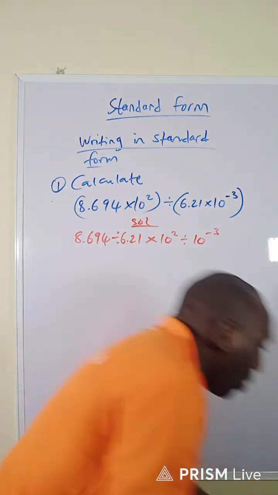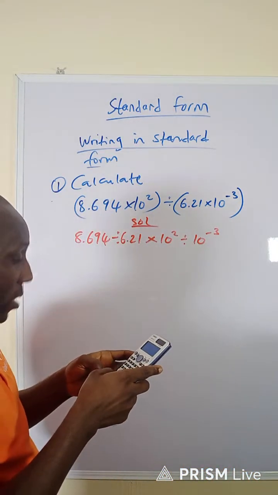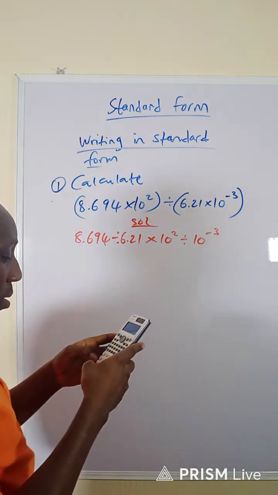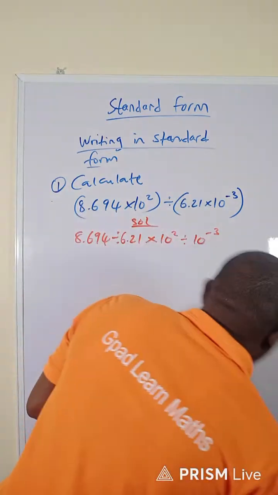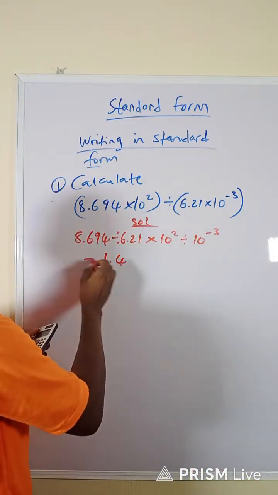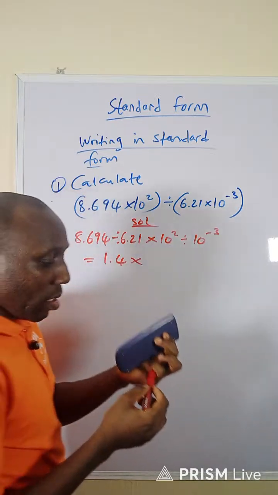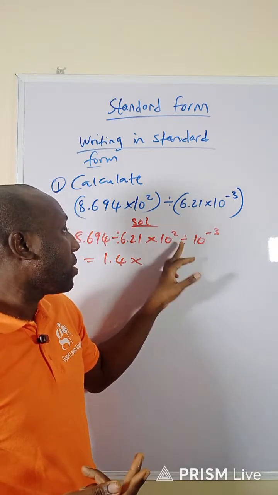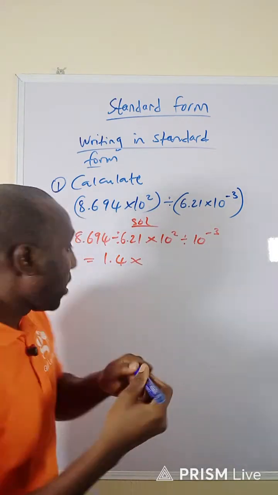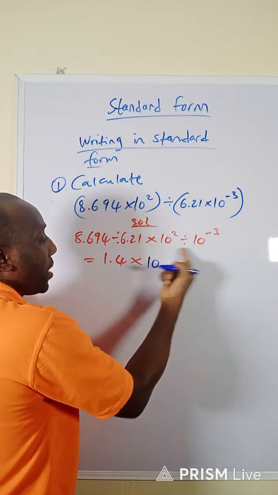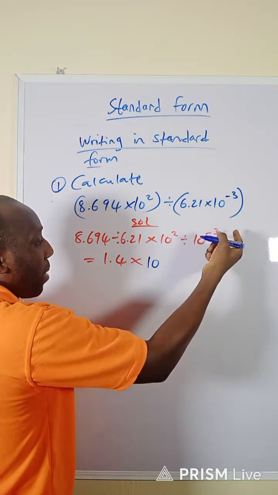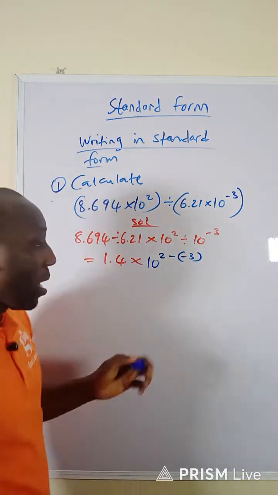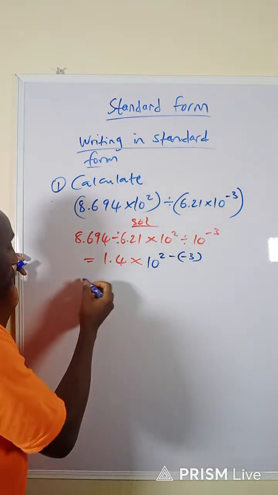So I cannot just take my calculator and do this. I'll do 8.694 divided by 6.21, and I have 1.4. So this is already giving me 1.4 here. Now let's use the laws of indices. If you have the same base and you are dividing those numbers, you subtract their exponents. So this is going to be times 10 raised to the power of 2 minus negative 3. Please take note of that.